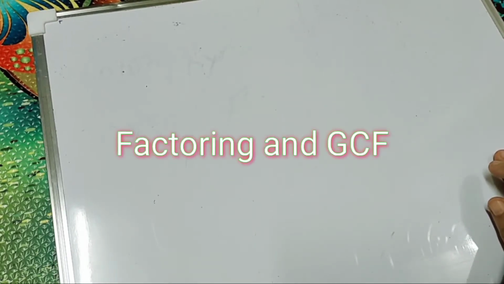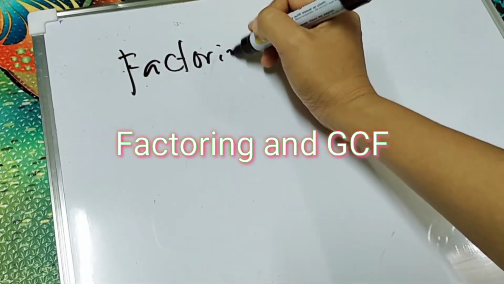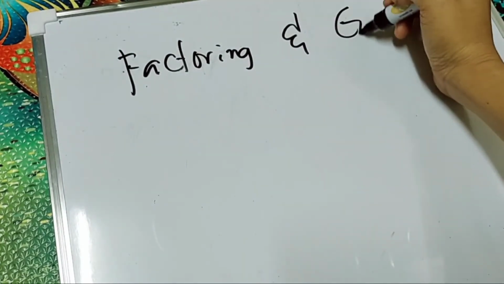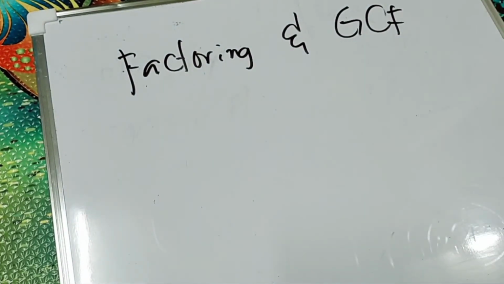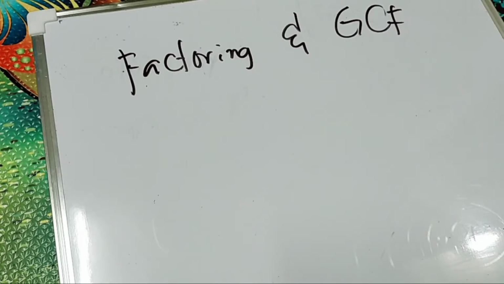The polynomial, the greatest common factor, and the factored form. Factoring and GCF. GCF stands for greatest common factor. Factoring is finding two or more factors of a number or a polynomial. The greatest common factor or GCF of two or more monomials is the common factor having the greatest numerical factor and with variables having the least degree.